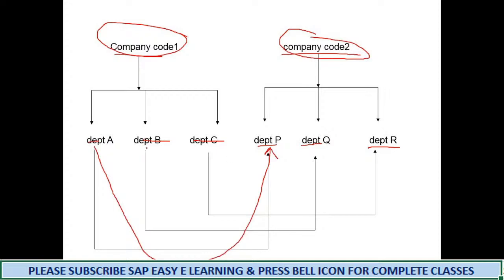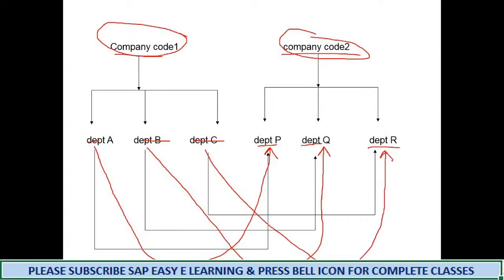Similarly, we can compare the performance of Department B of company code 1 with the performance of Department Q of company code 2. Similarly, we can compare the performance of Department C of company code 1 with the performance of Department R of company code 2. At the company code level, you can compare the performance, and at the departmental level also, you can compare the performance. That is the advantage of cross company code cost accounting.